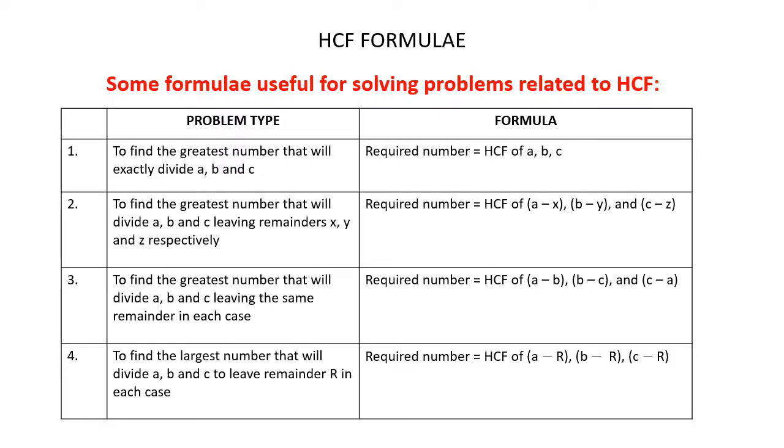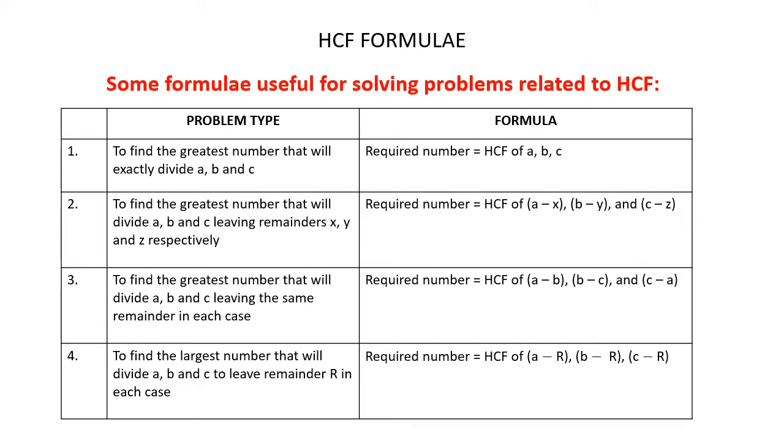Let's learn some formulae useful for solving problems related to HCF. To find the greatest number that will exactly divide A, B and C, you have to use the formula: required number is equal to HCF of A, B and C. To find the greatest number that will divide A, B and C, leaving remainders X, Y and Z respectively, you have to use the formula: required number is equal to HCF of A minus X, B minus Y and C minus Z.